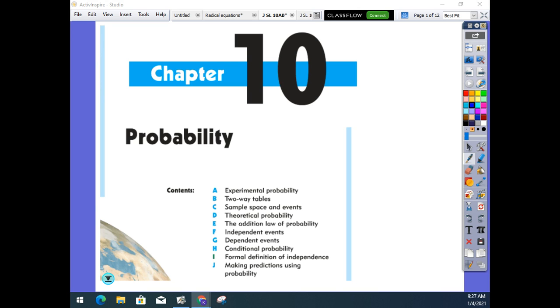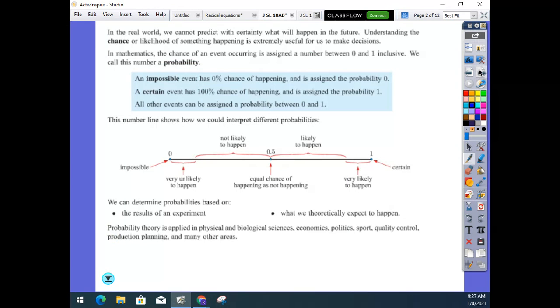Okay, so this chapter is all about probability, and the first two sections are really pretty straightforward. There's not a spot for this in your notes, but this part should make sense. Basically, an impossible event has a 0% chance of happening. If it's certain to occur, it's 100%, and all other probability is in between. So probability always has to be in between 0 and 1. So remember, 100% as a decimal equals 1.